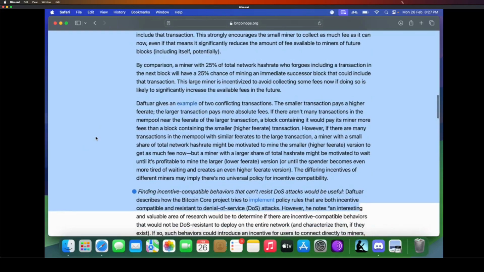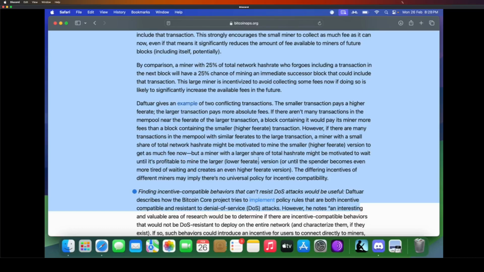The post gives an example of two conflicting transactions. The smaller transaction pays a higher fee rate, the larger transaction pays more absolute fees. If there aren't many transactions in the mempool near the fee rate of the larger transaction, a block containing it would pay its miner more fees than a block containing the smaller, that is the higher fee rate, transaction. However, if there are many transactions in the mempool with similar fee rates to the large transaction, a miner with a small share of total network hash rate might be motivated to mine the smaller, that is higher fee rate, version to get as much fee now.